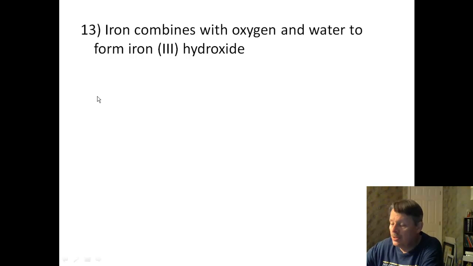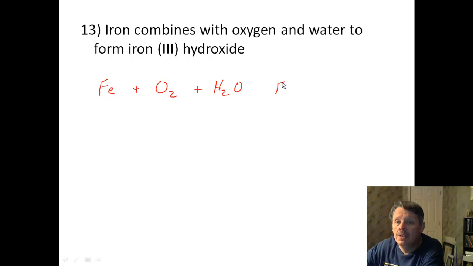Number 13, iron combines with oxygen and water to produce iron 3 hydroxide. Well, iron is +3, hydroxide is -1, so I cross them and I get Fe(OH)3. Right? Well, let's see what happens here. I've got one iron on the left, I've got two hydrogens, and I've got 3.